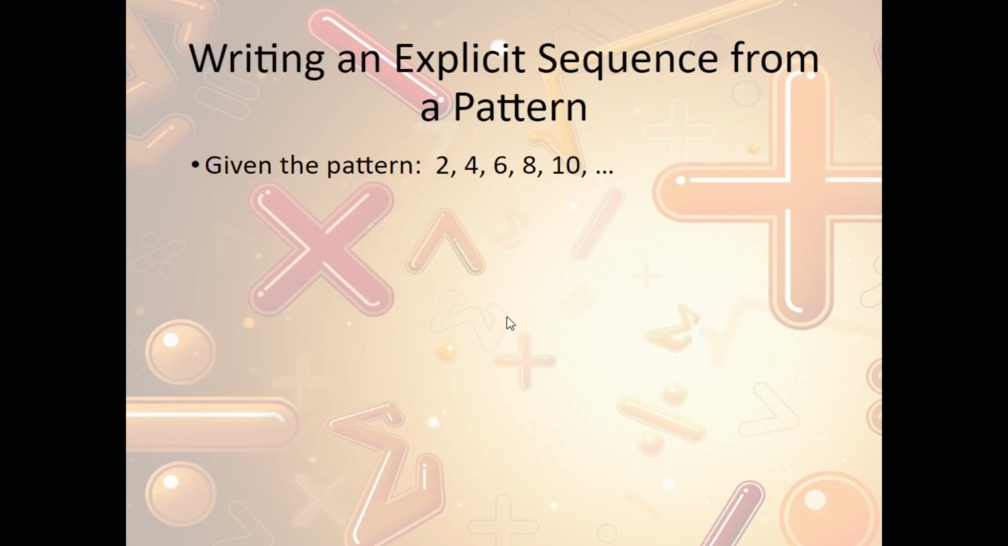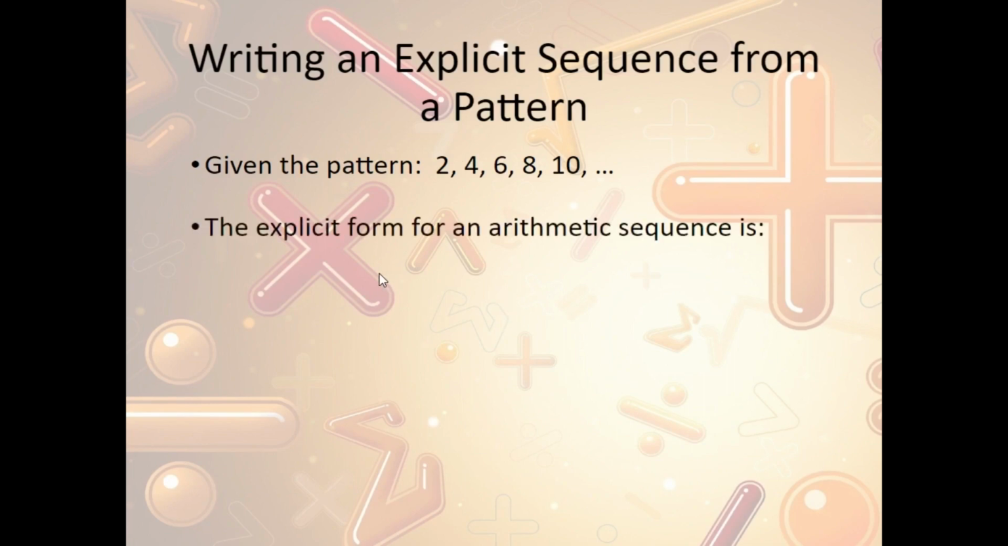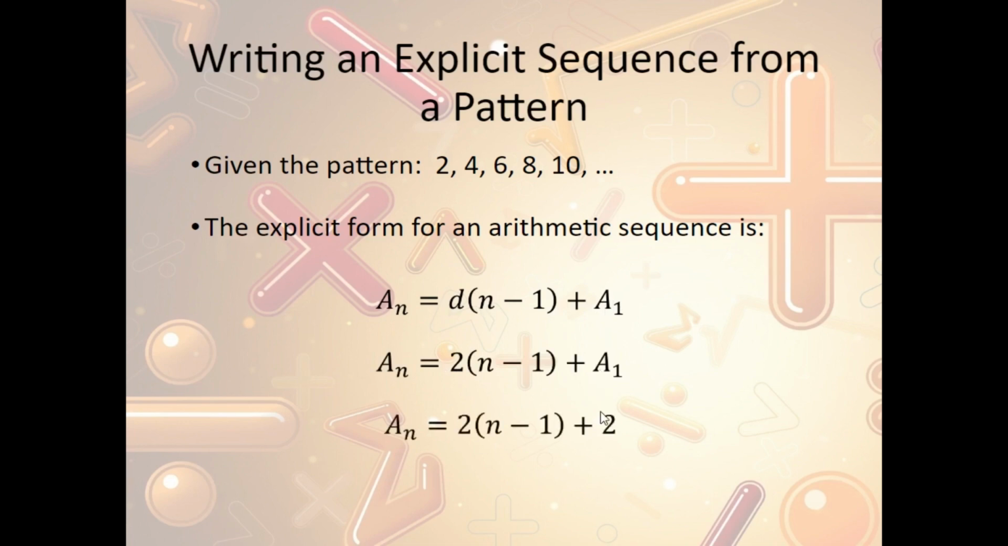So let's look at an example. We have a pattern here, 2, 4, 6, 8, 10. The explicit form then is a_n is equal to d times (n minus 1) plus a_1. Well, we know d and we know a_1. So we know d is 2, that was the common difference. And a_1 is 2 because that's the first term in the sequence.